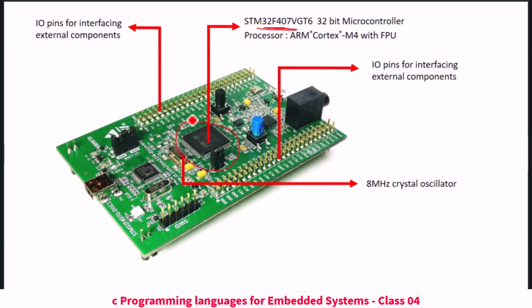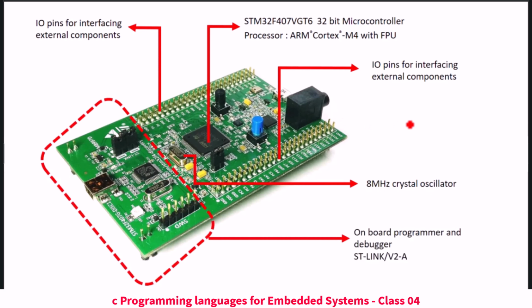After that, to connect various external components such as LEDs, buttons, LCDs, keypads and various other things, a rich set of IO pins are available on the board. These are the IO pins, or what we call external interfacing headers, IO headers. There are lots of IO pins available for your external components interfacing. And this board also has an 8 megahertz crystal oscillator in order to supply clock to the microcontroller.